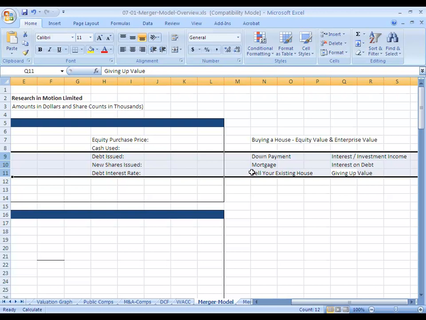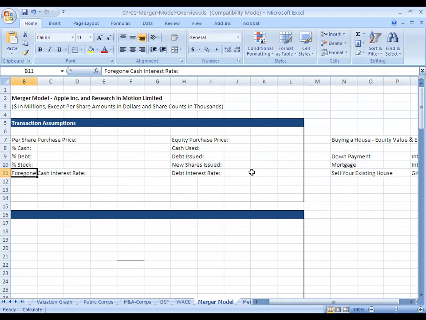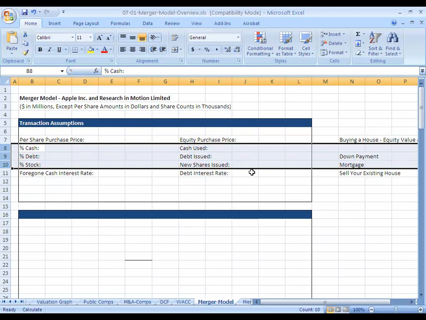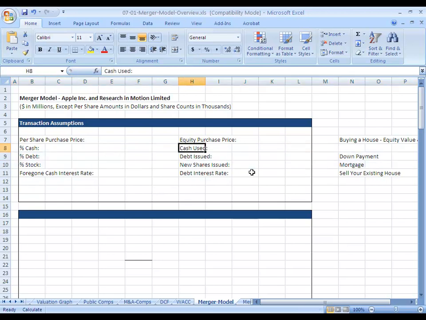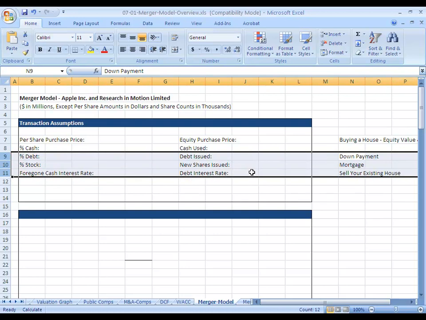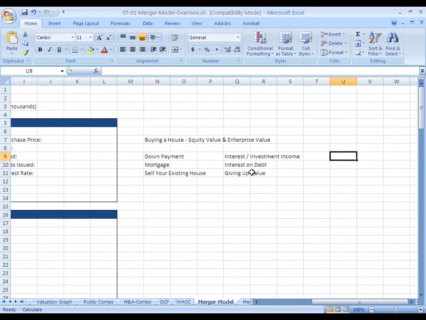Now, when you're going to buy a company, it's pretty much the same. You can use cash, debt, and stock. And these three different methods correspond to these three different methods of buying a house: a down payment, a mortgage, and selling your existing house. So when you use cash to buy a company, it's just like what we have here. Think of it as a down payment on a company.